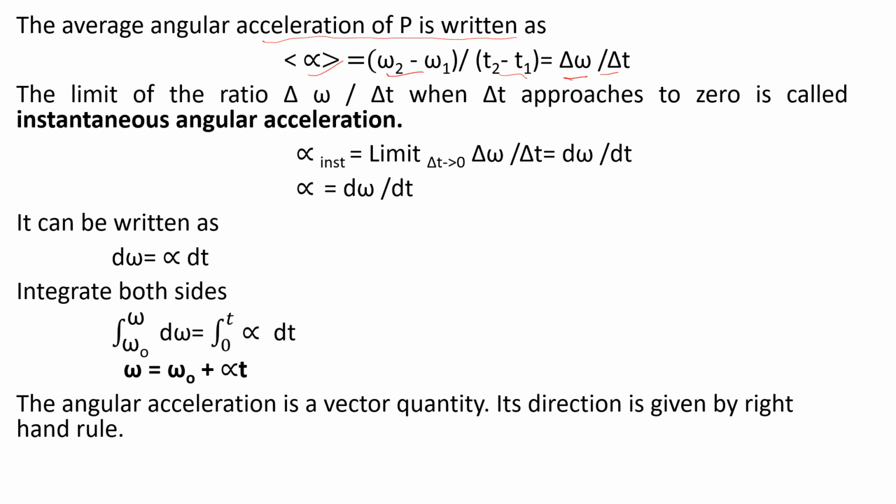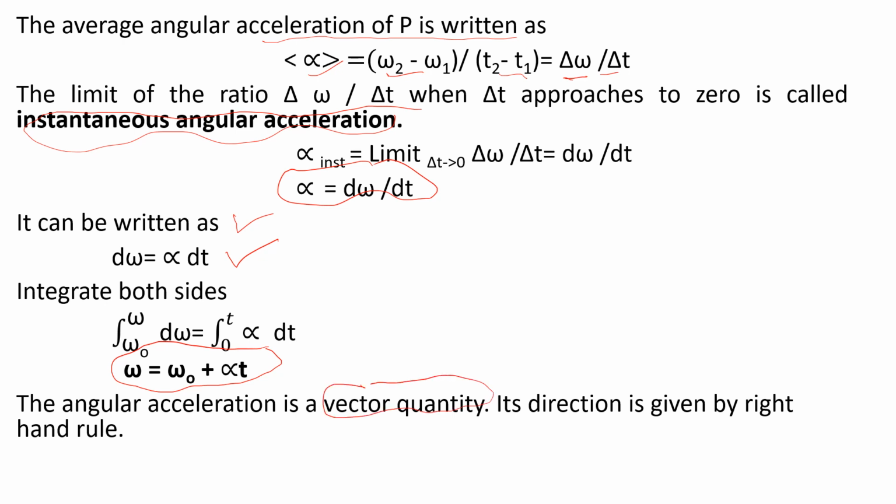The limit of the ratio of delta omega over delta t as delta t approaches zero is called instantaneous angular acceleration. That has been presented in differential form. It can be written as d omega is equal to alpha dt. Integrate both sides. Now we will end it with this equation: omega is equal to omega naught plus alpha t. The angular acceleration is a vector quantity.